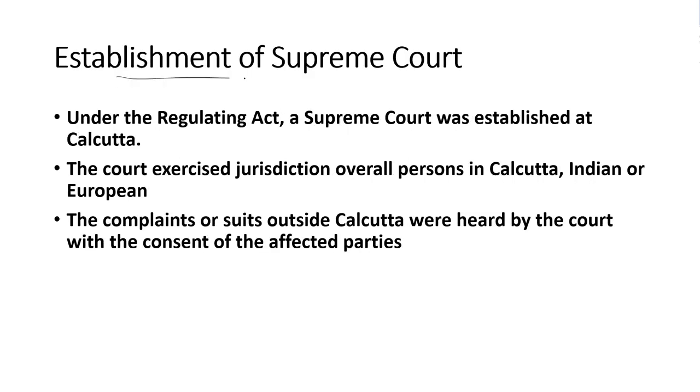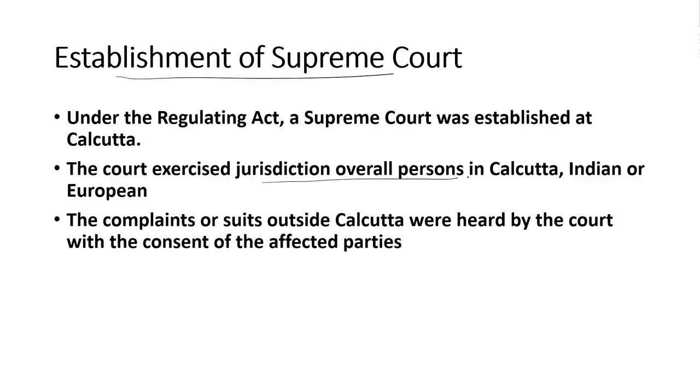Now coming to the establishment of Supreme Court at Calcutta. You may recall that it was for the first time a Supreme Court was established at Calcutta through the Regulating Act of 1773. This highest court exercised jurisdiction over all persons in Calcutta, whether they were Indian or European. Complaints or suits that emerged outside the jurisdiction of Calcutta were heard by this court with the consent of the affected parties. If the affected parties wanted to originate suits or cases in the Supreme Court, they were given the right to it. They were free to approach the court.